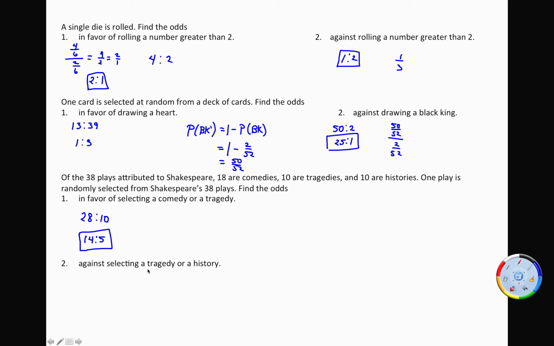Against selecting a tragedy or a history, right? It's not saying against this. If it said against selecting a comedy or a tragedy, I know it's 5 to 14. But now it's asking a different question. Find the odds against selecting a tragedy or a history. So how many are not a tragedy or a history? 18 are comedies. Compared to how many are tragedies or histories? 20. So in this case, 9 to 10.